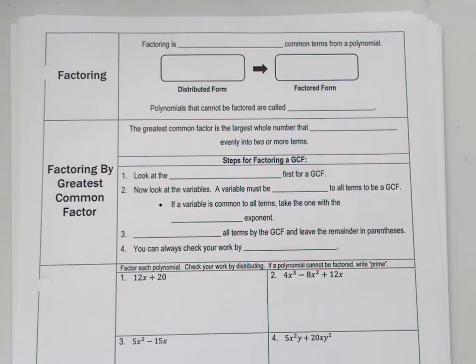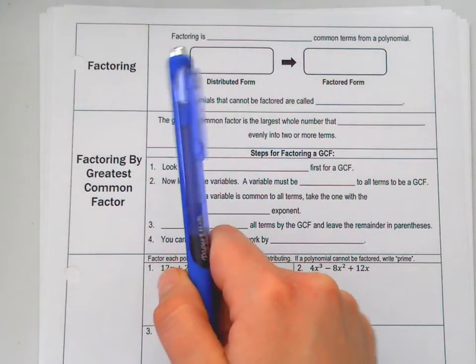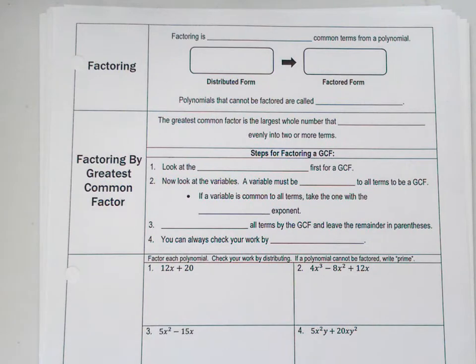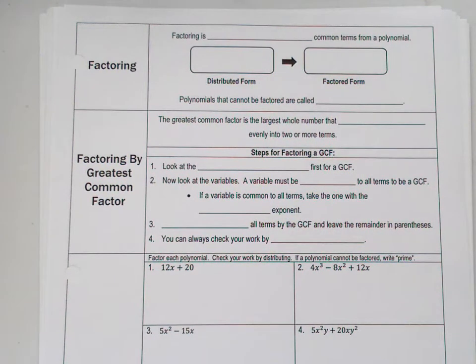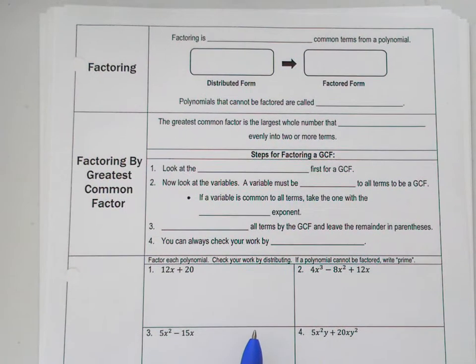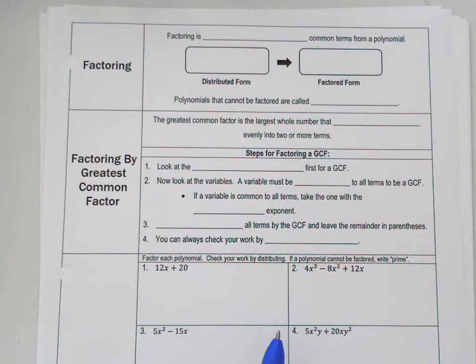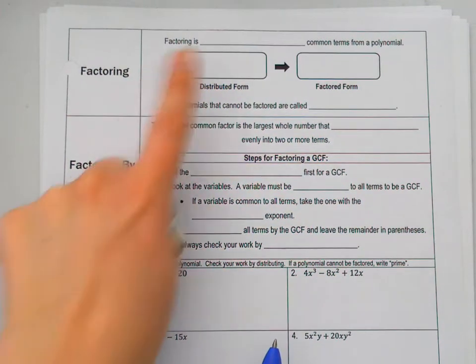So we are still in chapter 8, but we split chapter 8 into 2 sections. One was multiplying, which you already did and tested on Friday. And this one is going to be factoring. Factoring is essentially the opposite of multiplying and what we were doing. So that's where we're going to get started here.